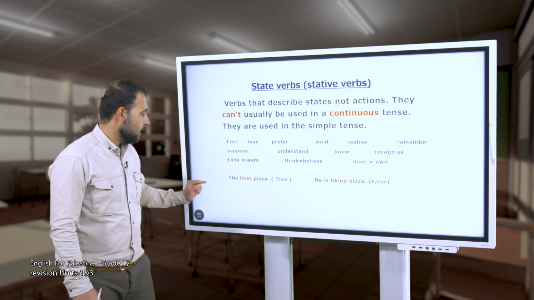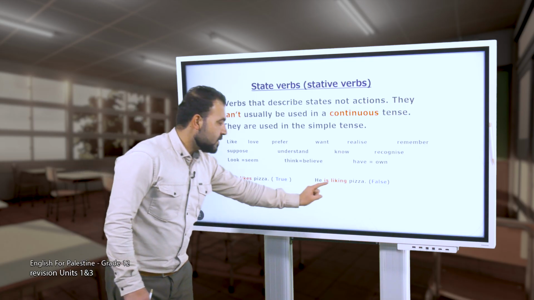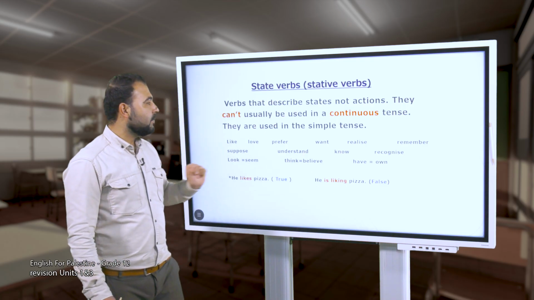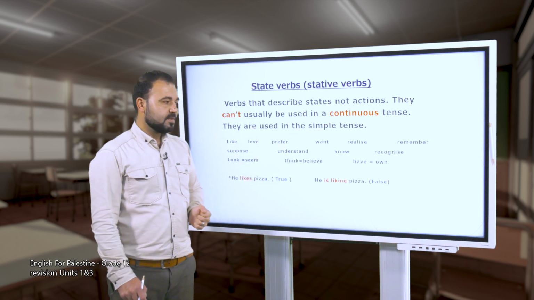For example here, he likes pizza. It's true. Can we say he is liking pizza? No, it's false. Why? Because the verb like is a stative verb and it can't be used in a continuous tense.